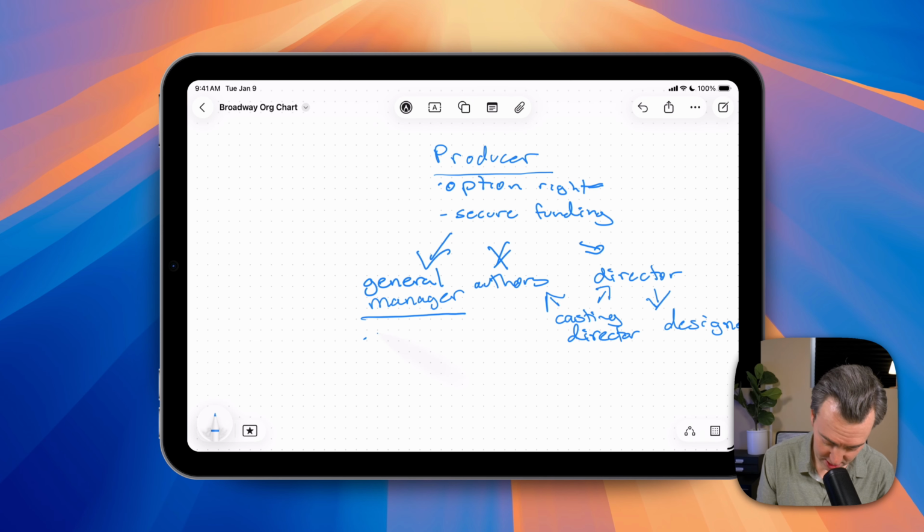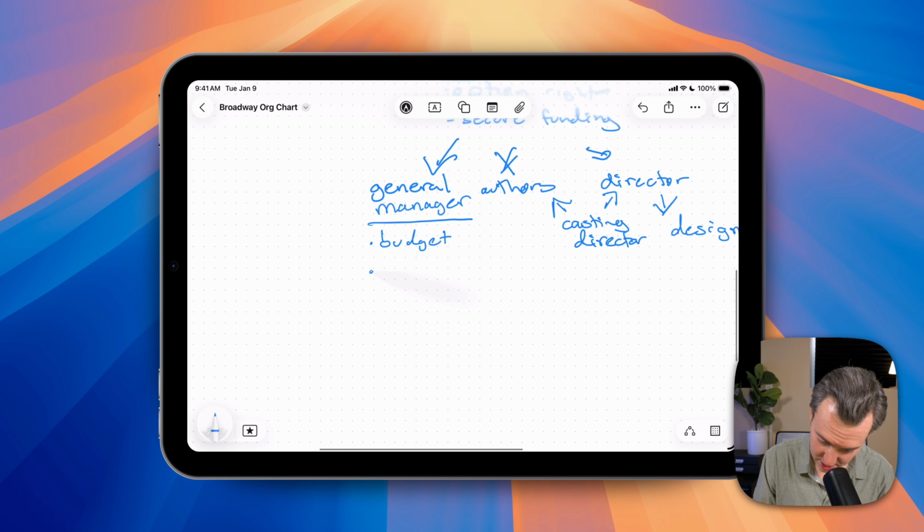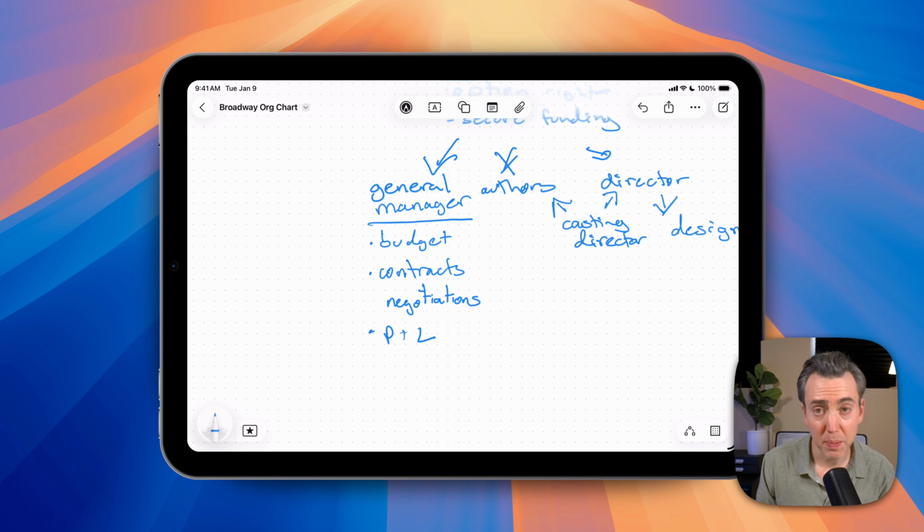So number one is the budget. Oftentimes the first thing a general manager does for a producer is create the overall budget for the show. They also handle all contracts and negotiations. And finally, they own the P&L for the show.